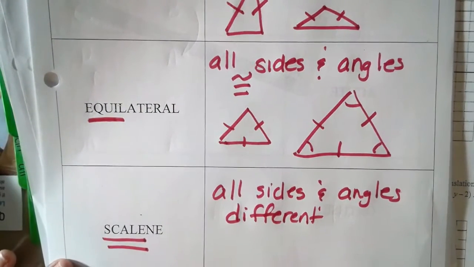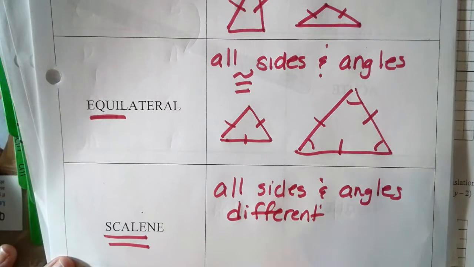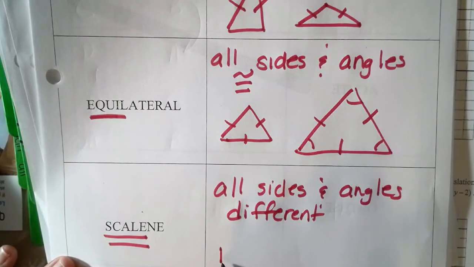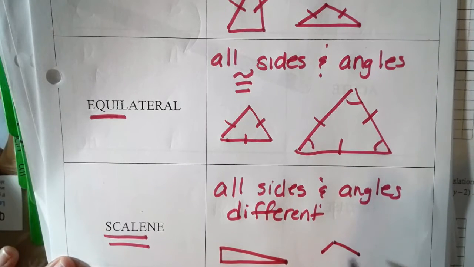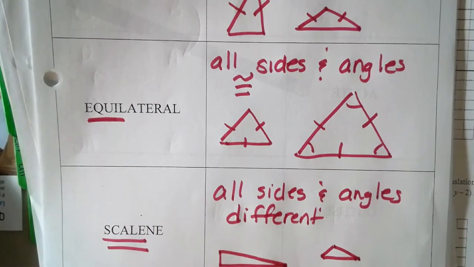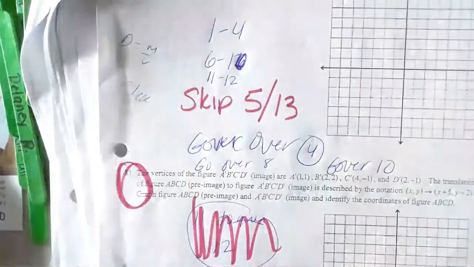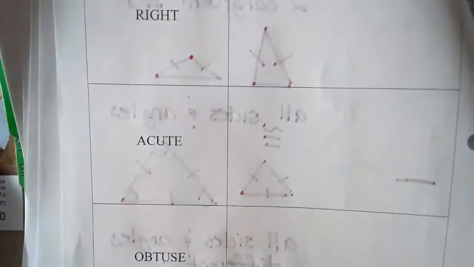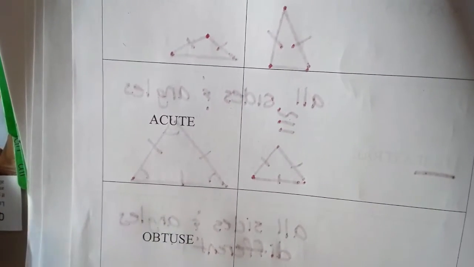Scalene, when we all get on the scale, we weigh something different. So you might have had a short, a medium, and a long. A little, a medium, and a long. Okay, now I'm going to give you a few minutes to write down what you know on page 10, to write down what you know about right, acute, and obtuse.